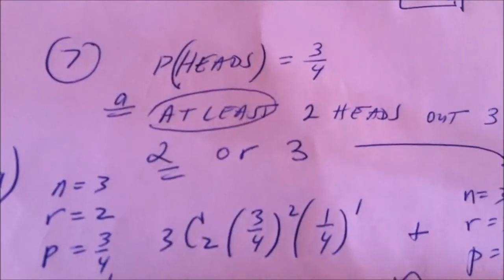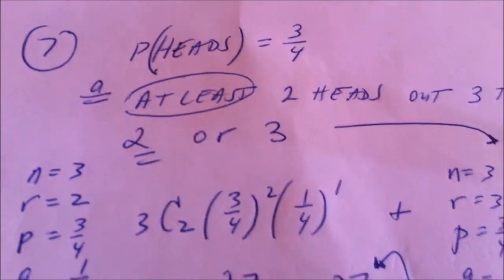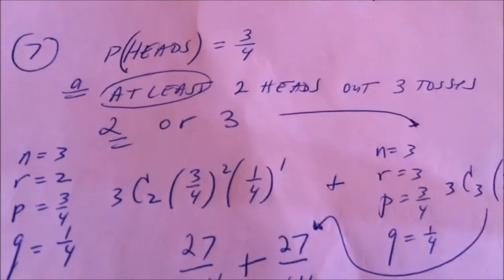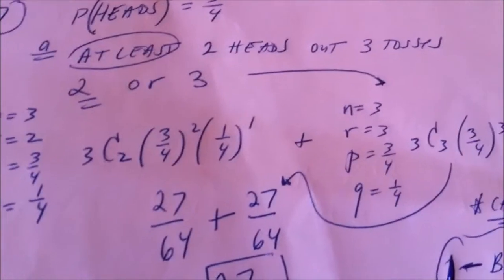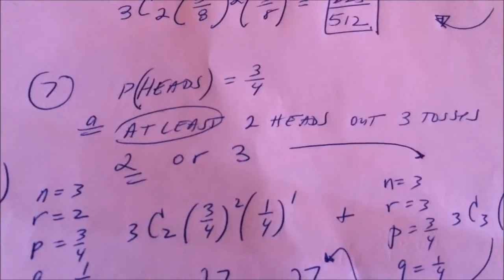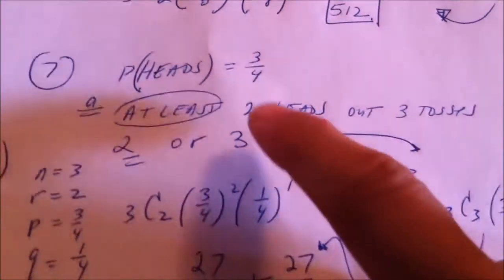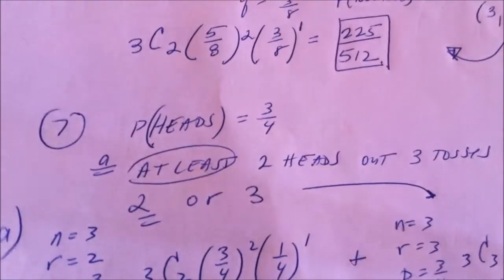For number 7, it was a multi-step question. The first one was at least 2 out of 3 heads when tossing the coin 3 times. And you could see that they said it was a biased coin. Bias is bad. And the probability of heads would not be 1/2 but 3/4.